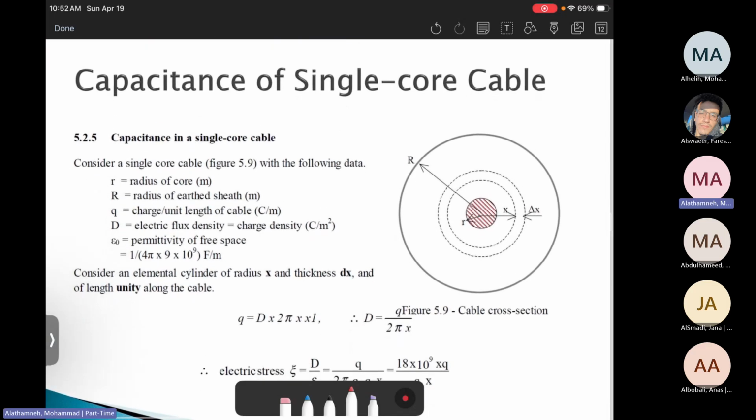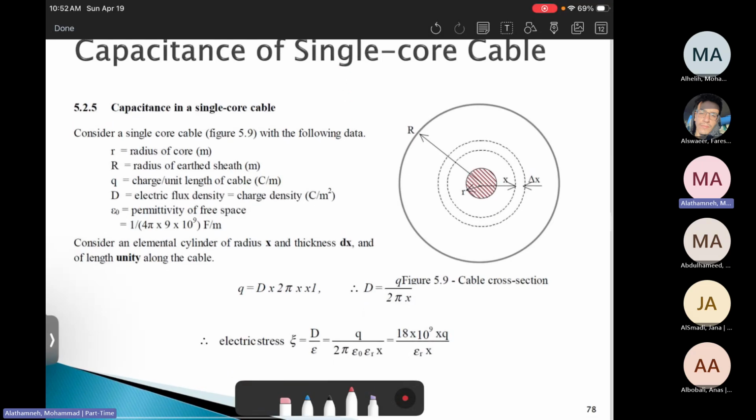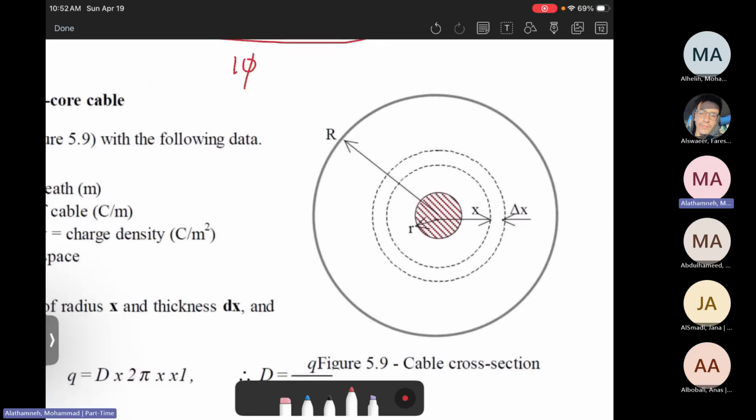Capacitance, single core cable. Assume we have a single core. Again, single core means single phase. The capacitance, as we know, this is positive and the other part is negative. So there should be a capacitance from here to here. Then how can we calculate it?